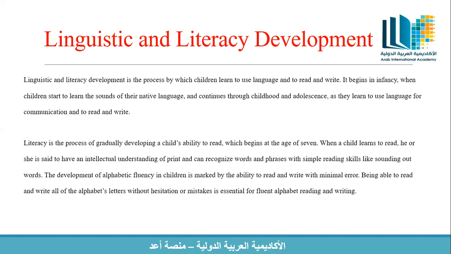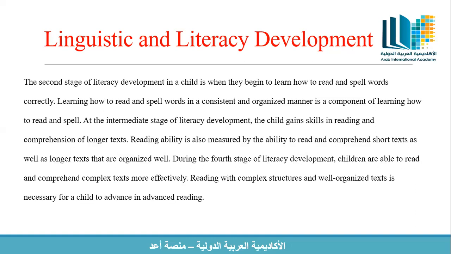Being able to read and write all of the alphabet's letters without hesitation or mistakes is essential for fluent alphabet reading and writing. Here we talk about the second stage of literacy development. We're talking about when a child begins to learn how to read and spell words correctly. At this stage, they start learning how to spell words and how to read words correctly.